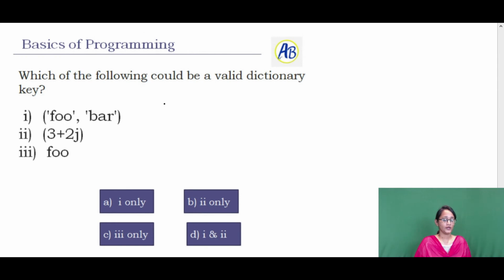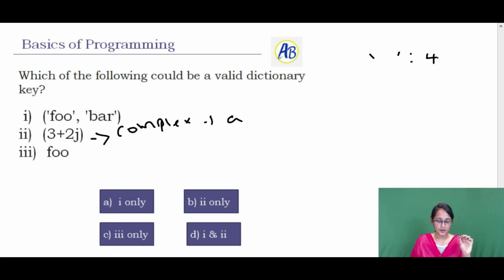Which of the following could be a valid dictionary key? I already said the dictionary contains keys and values. This is the representation of a complex data type, so this is not applicable. And for this one, inside the dictionary the key is represented by single quotation marks and the value is represented by any integer number, so this is also not possible. This is also a wrong one. So the valid dictionary keys are this, inside the bracket, foo and bar. So here the correct option is A only.